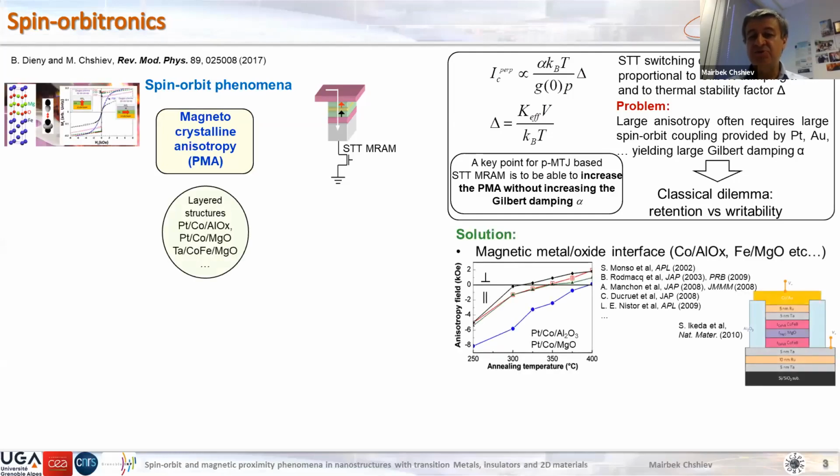And actually the solution is to use magnetic metal oxide interfaces, as we described with my colleague Bernard in this recent review. Here I'm also showing the first experimental demonstrations at Spintech in 2002, where my colleagues started to see perpendicular magnetic anisotropy, and then this very important work by Hideo Ohno's group in Japan, where they fabricated a tunnel junction which was fully perpendicular, etc.